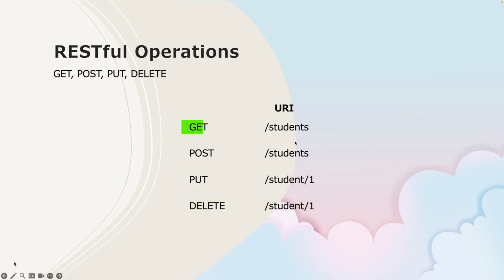So GET method with /students will retrieve all the students from the database. And POST will create a new student, PUT will update the existing student, and then DELETE will delete the student. Okay, so that's how the HTTP methods and URIs work together to perform CRUD operations. All right, this was an overview of how REST APIs work.